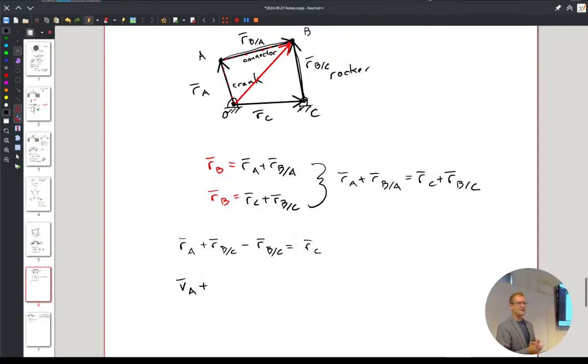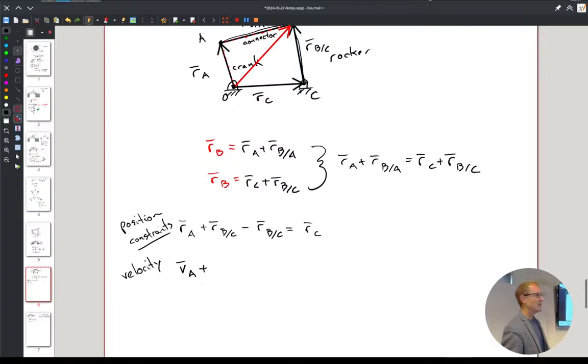What about velocity A, velocity BC? How are those? Do we have a constraint on that one? What would the velocity look like? Same like vector equations. Well, what does that one look like?